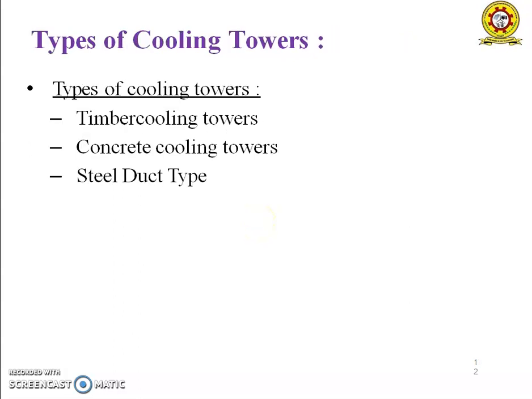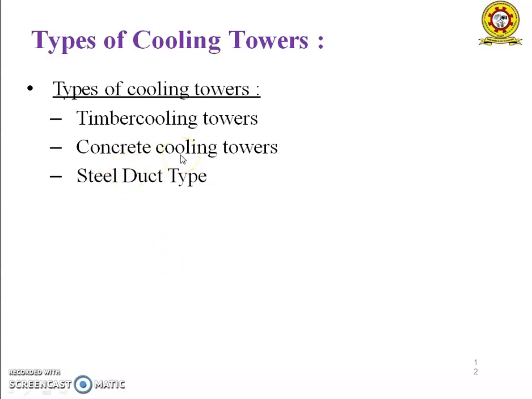Types of cooling towers. Based on the construction material used, cooling towers are broadly classified into three types: timber cooling towers, concrete cooling towers and steel duct cooling towers. Timber cooling towers are rarely used due to the following disadvantages: exposure to sun, wind and water, timber rots easily, short life, high maintenance cost. The design generally does not facilitate proper circulation of the water, and limited cooling capacity. And the second one is concrete cooling towers.